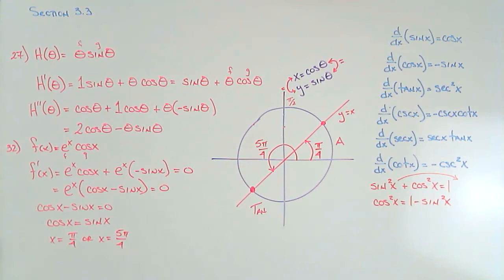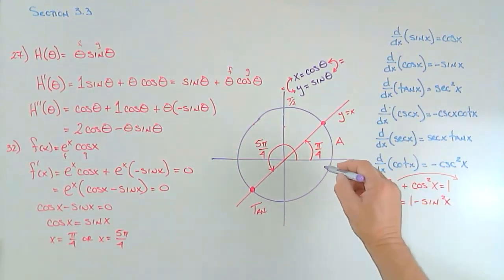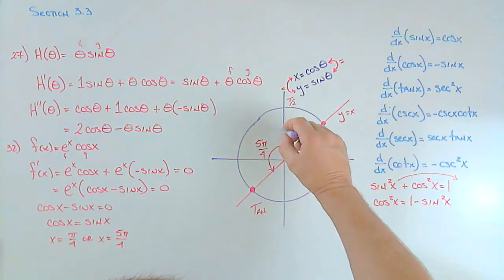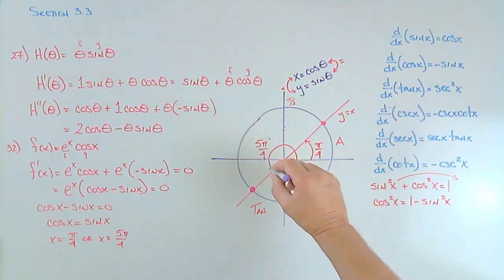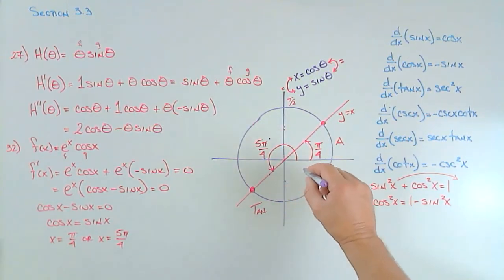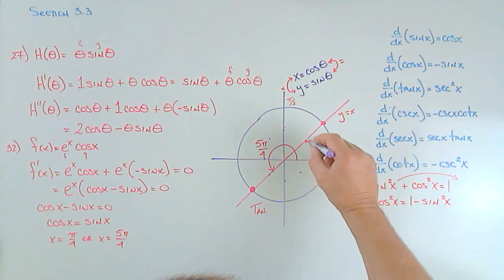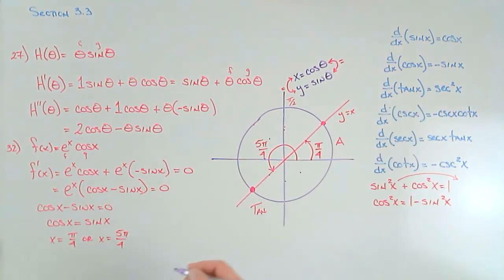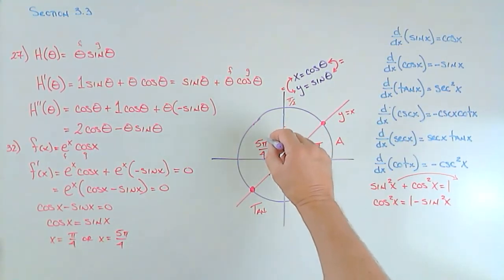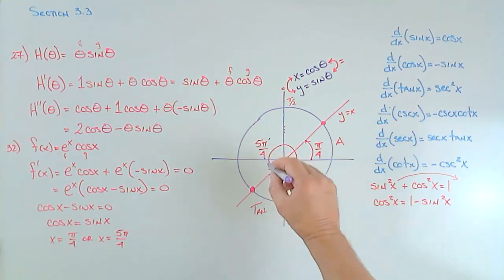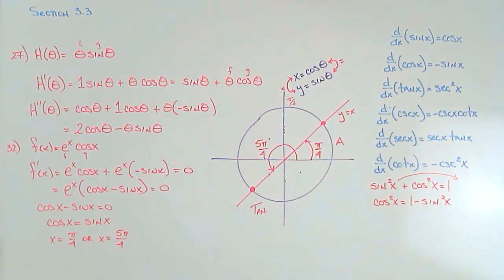because who said we could only go around the circle once? If we go around the circle again, we go pi over 4, 2 pi over 4, 3 pi over 4, 4 pi over 4, 5 pi over 4, 6 pi over 4, 7 pi over 4, 8 pi over 4, 9 pi over 4. Well, now we need another one. We got 9 pi over 4. But what about 10 pi over 4, 11 pi over 4, 12 pi over 4, 13 pi over 4? So how do we write our answers?